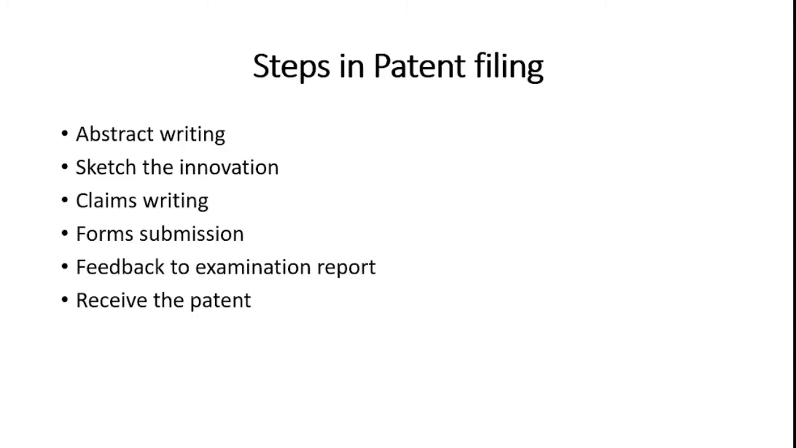Here are the steps that are involved in patent filing. First one is abstract writing. After that, sketch the invention with the replacement sheet. After that, claims writing. Then forms submission to the patent office, and we can collect the feedback from the examination report of the patent office, and then receive the patent rights from the patent office. So these are all the steps which are available with the patent granting.